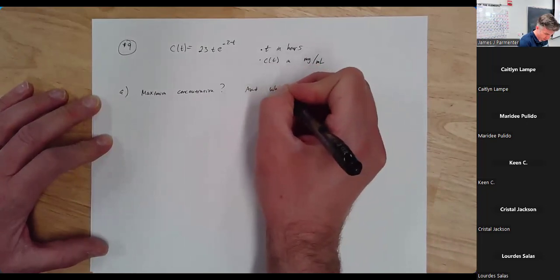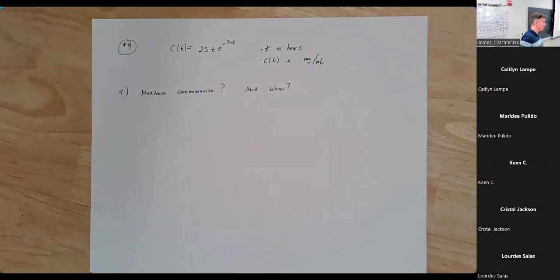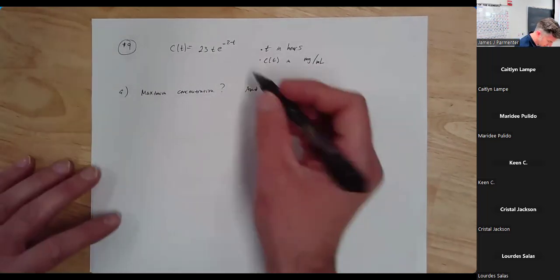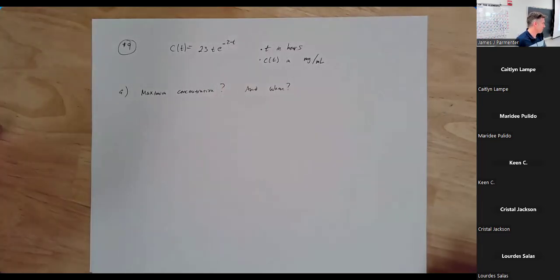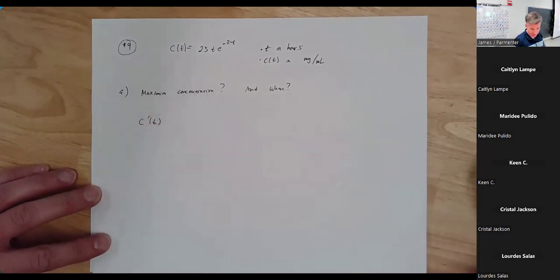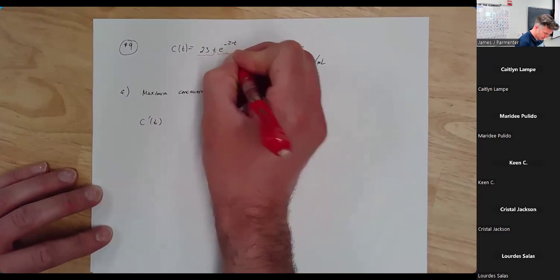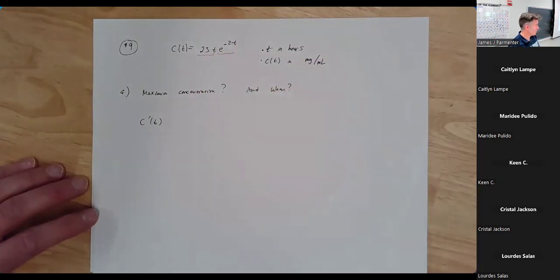Okay, fair enough. So how do we find the maximum or minimum of a function? I should really say, how do we find the extremum of a function? We take the derivative and set it equal to 0, or undefined, but I'll point out that this function's derivative will never be undefined, so we're not going to worry about that. So we're going to take the derivative C prime of t, and I'm going to view this as 23t times e to the negative 2t when I use the product rule.